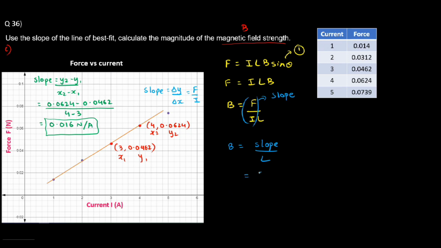Now we substitute the values. The value of slope is 0.016. L in the table is 0.10. And when you solve this, you get the value of the magnetic field as 0.16 tesla. So this is how you use information in the graph to solve a problem. You may have to rearrange the terms in your equation, find out which term in the expression represents the slope, substitute that term as the slope, and then get your answer.